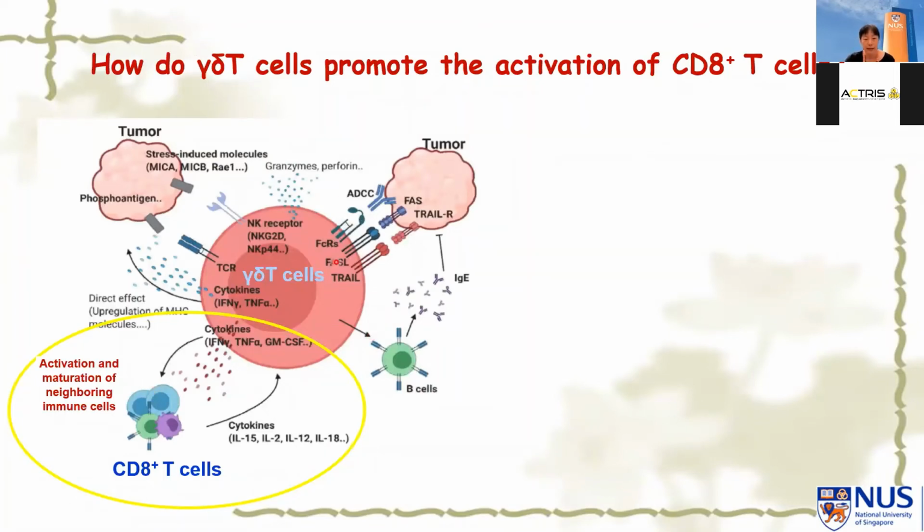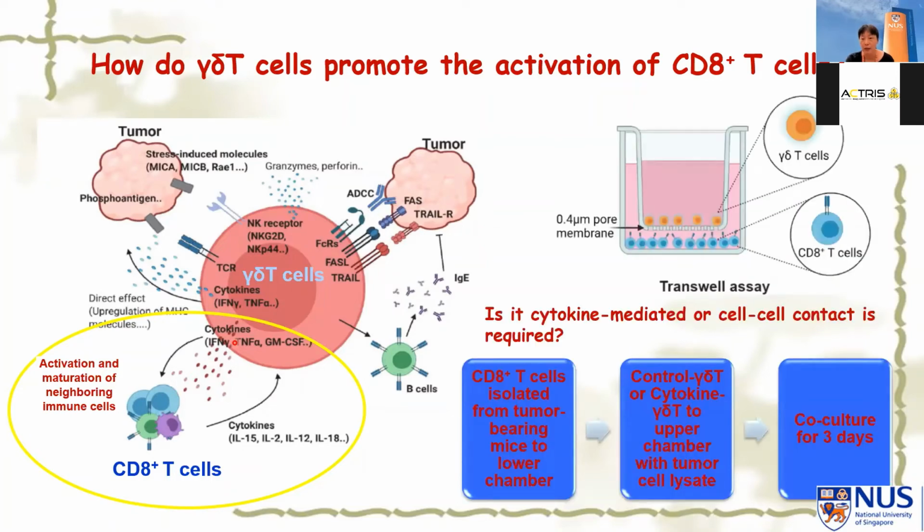So in terms of mechanisms, right, the gamma delta T cells can either activate CD8 T cells by producing cytokines, or they could present antigens, right, through MHC and peptide presentation. So we decided to look at whether this is a cytokine-mediated event or you require cell-cell contact. So we put the CD8 T cells at the bottom of the transwell, and then we put gamma delta T cells on the top, in the upper chamber with the tumor antigens. So if they need antigen presentation, they got the antigen there.